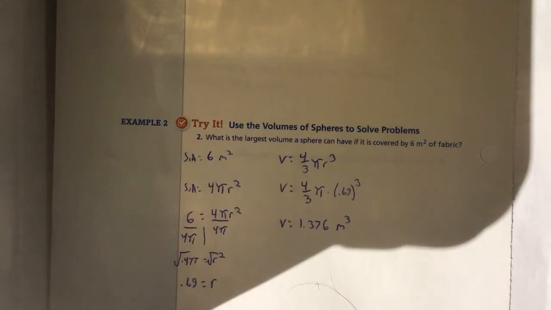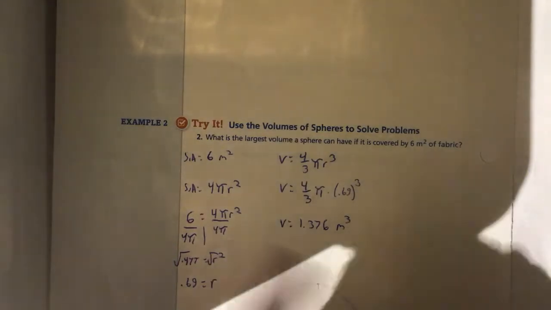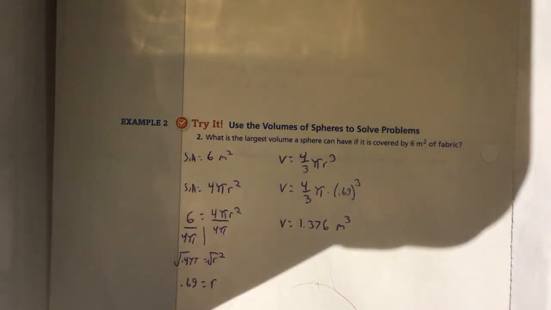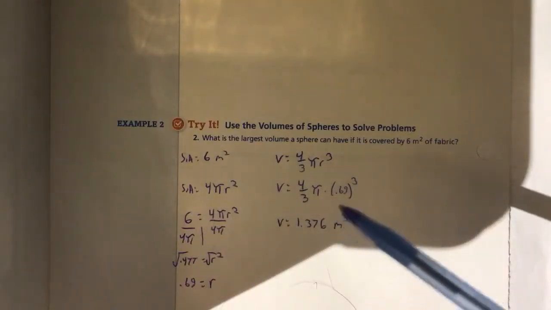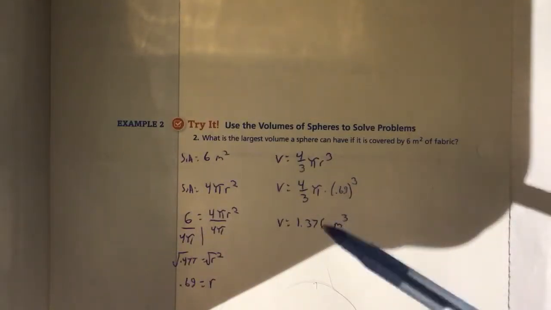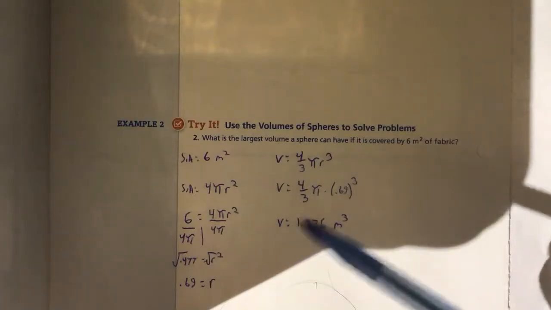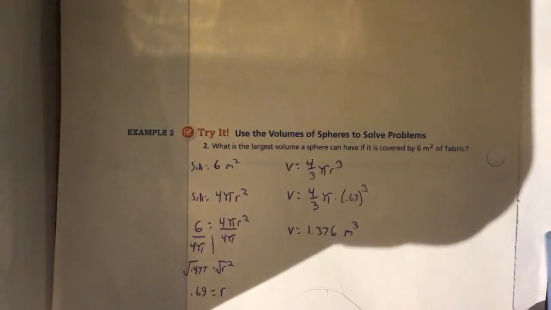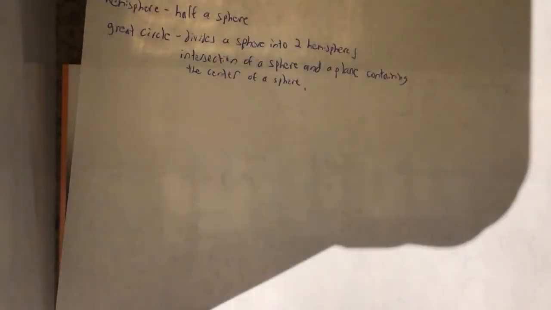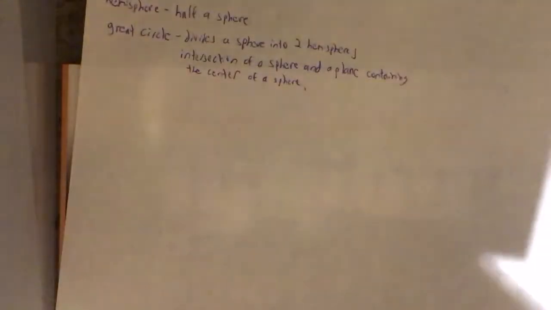So that is the largest volume. And it doesn't say what to round to, so I'll just stop right there. So that's the largest volume it could have. So given the surface area, you can work backwards and find the volume. Given the volume, you can work backwards and find the surface area. So you'll see a couple examples like that later on.